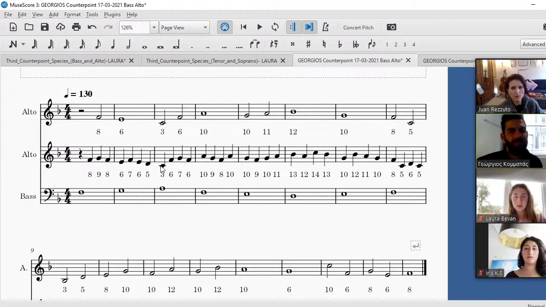C is the one to be. But there is a little melodic problem there. It doesn't appear in the third species because you do step, and then skip.